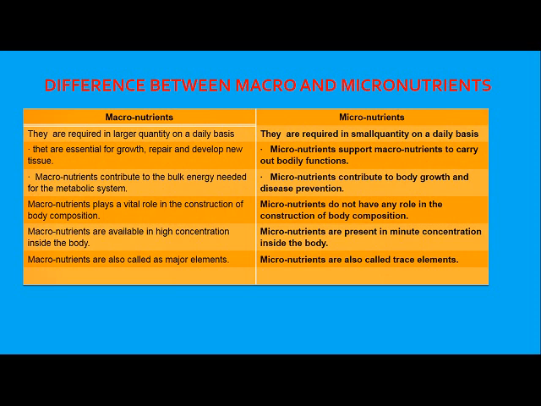Macronutrients contribute to the production of energy, while micronutrients are mainly responsible for body growth and disease prevention. Macronutrients are a very important composition of the body, while micro are not a very important component of the body composition. The macronutrients are available in high concentration, and micro are available in less concentration. Macronutrients are also called major elements, and micronutrients are also called trace elements.